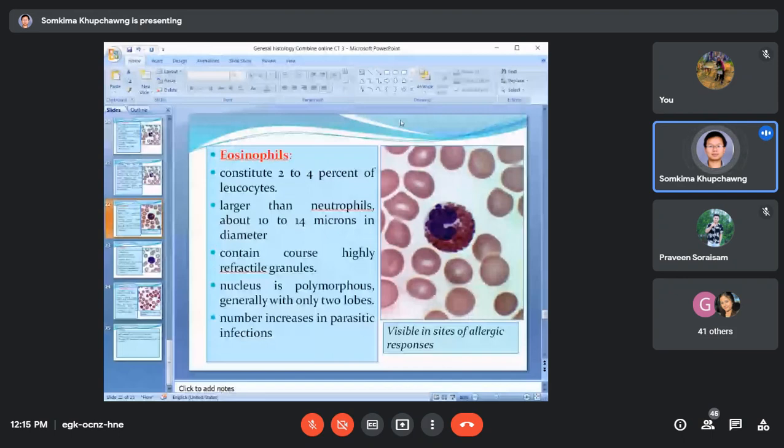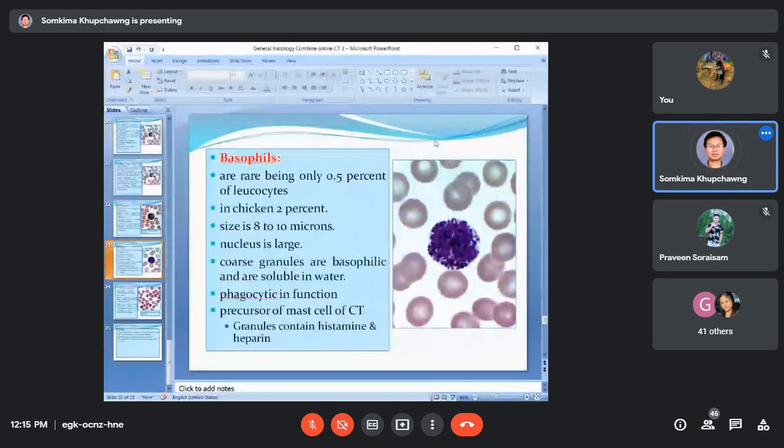Next is the basophils. Basophils are rare, being only 0.5% of the leukocytes. Size is 8 microns, and the nucleus is large. The coarse granules are basophilic and are soluble in water. Phagocytic function, precursor of the mast cells of the connective tissue. The granules of the basophils contain histamine and heparin.